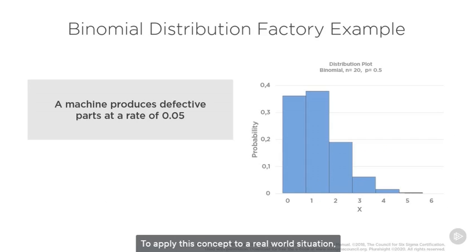To apply this concept to a real-world situation, let's look again at our machine process, which produces defective parts at a rate of 0.05.